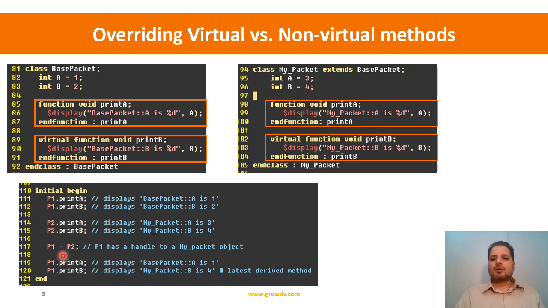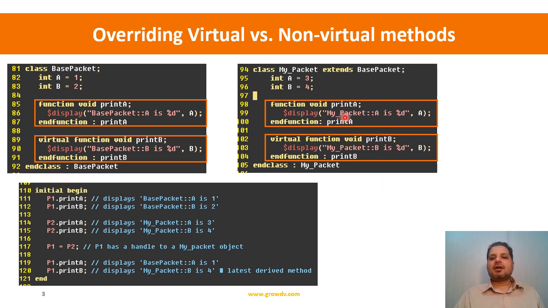But now comes an interesting point which we were trying to talk about in the previous slides, that I am now doing, a derived class object is assigned to a base class handle. Okay, so I have a P1 which is of the type base packet, and I'm now assigning a derived class object which is of the type my packet to the P1. So I did this. Now I call P1.print a.